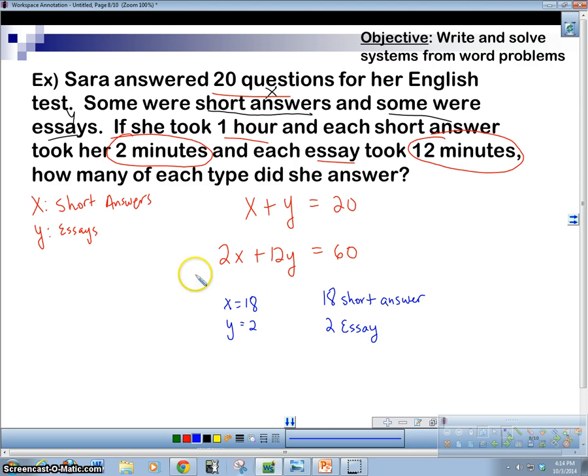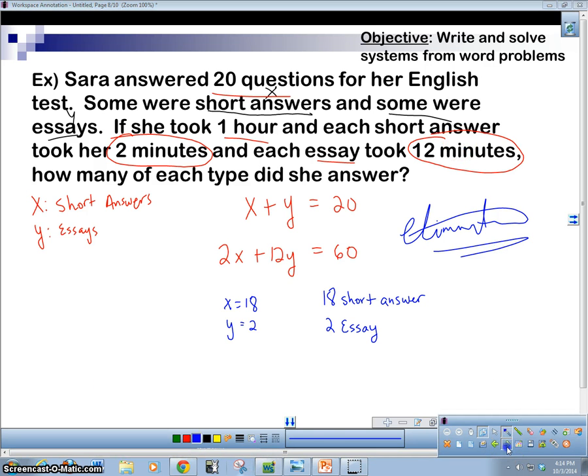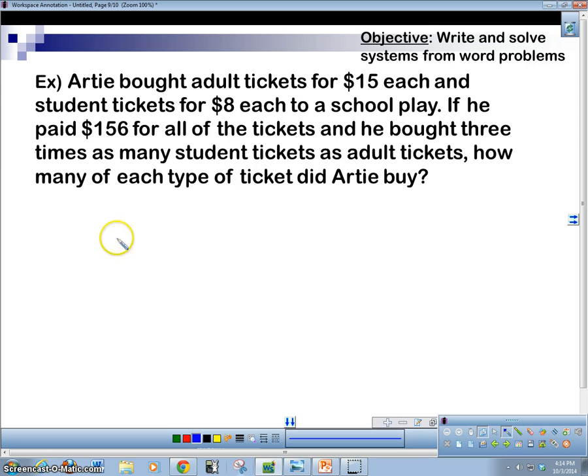Okay, so again, solve this using elimination. You probably can't even read that, but that's fine. Let's move on, guys. My handwriting, I tell you. I could have nice handwriting.